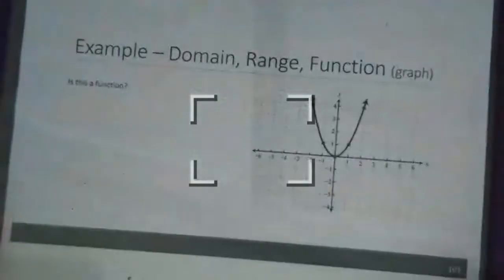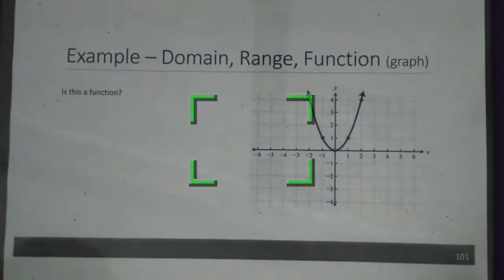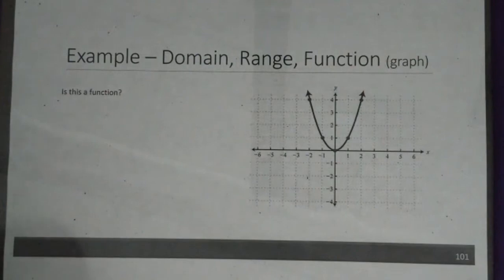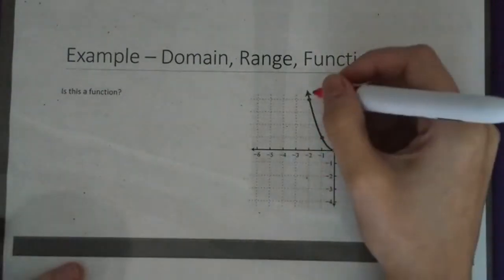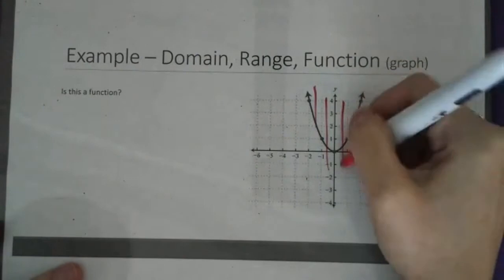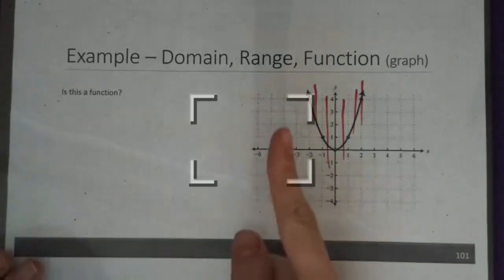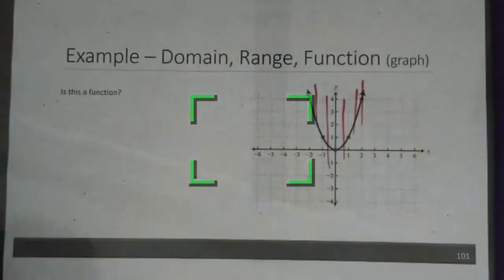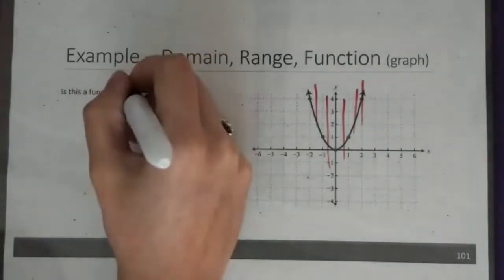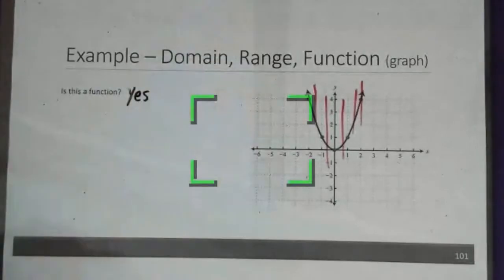So if we take a look at that graph we were just looking at, is it a function? I need to be able to draw vertical lines anywhere and intersect the graph either once or 0 times. If I intersect it twice with the same vertical line, then it's not a function. But no matter where I put that vertical line, I'm only going to touch the graph once. And that means yes, this is a function.